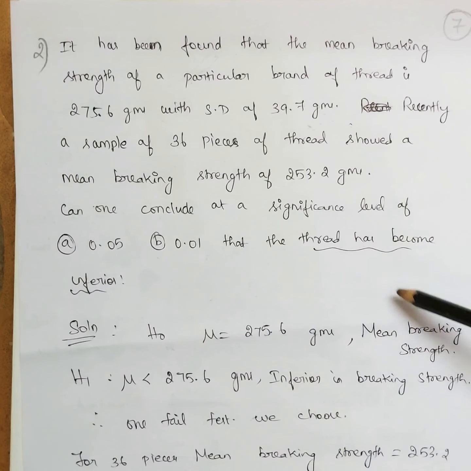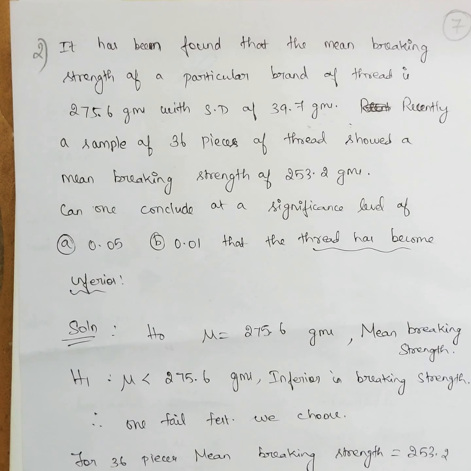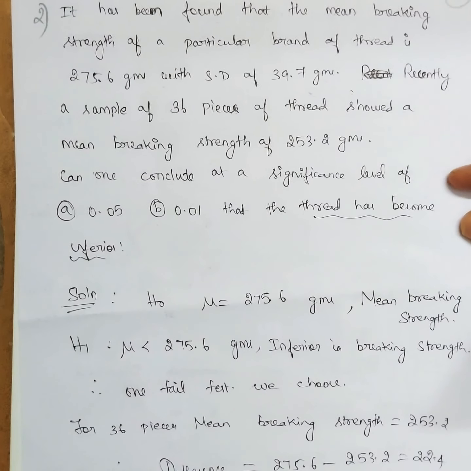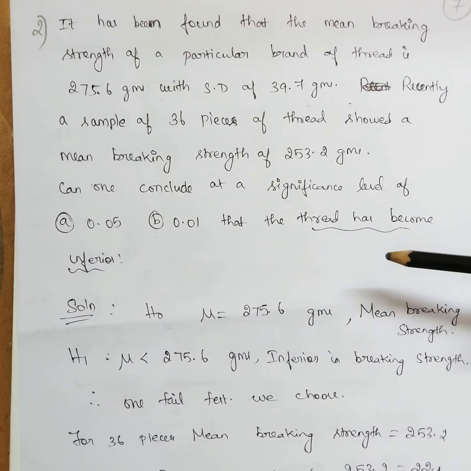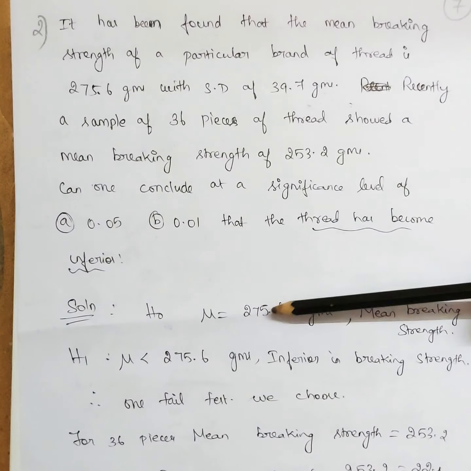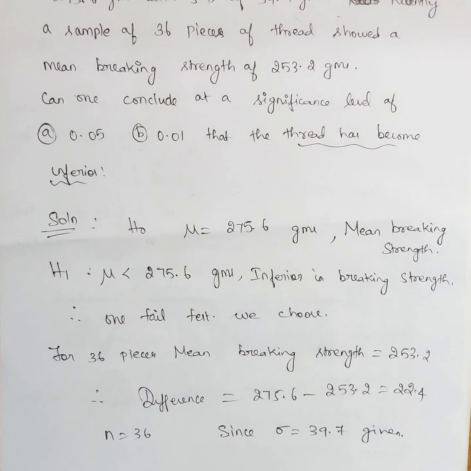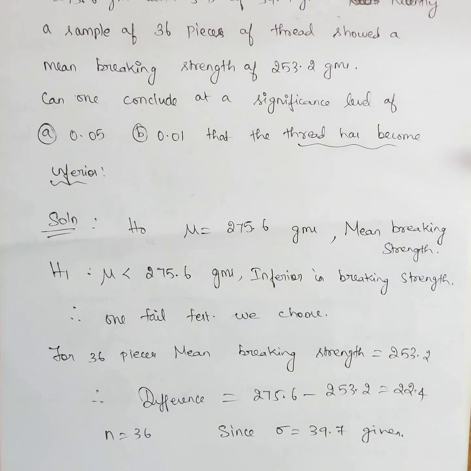If you see this word, this is very important. Thread has become inferior. Now how you will fix the null hypothesis? Think for a second. So when they said inferior, we will first fix the hypothesis that the mean mu is 275.6. Okay, that is going to be the mean breaking strength. So in the given question, they have given that the mean breaking strength is 275.6. So I have taken mean mu is equal to 275.6. This is the mean breaking strength.